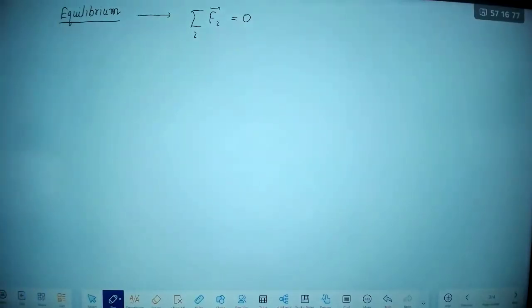is zero. Sir, please repeat. A system is said to be in equilibrium if the resultant force or net force acting on the system is zero. If net force or resultant force acting on it is zero.